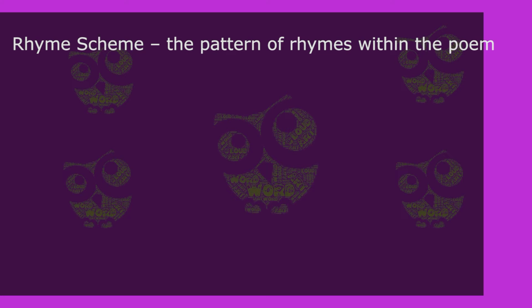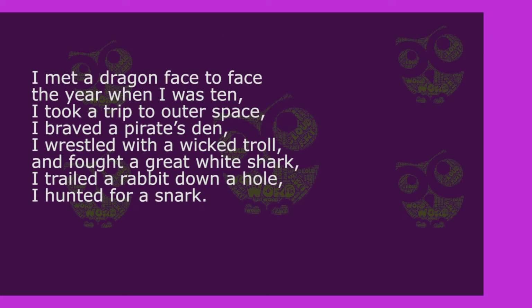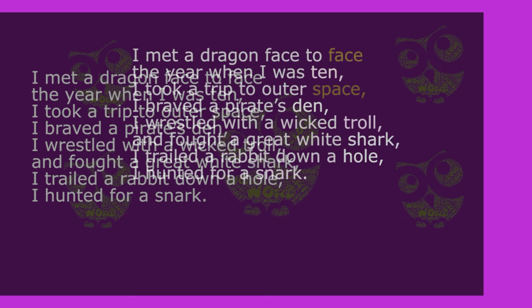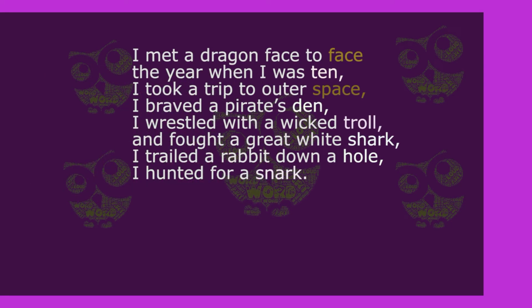When we look at this poem, we can actually find rhymes at the end of the lines. So let's look at some of these. Okay, face and 10, they do not rhyme, but face and space do. So I will highlight them in yellow. Then I'm going down to den. 10 and den rhyme, yes. So I will highlight them in green. Then troll and hole, I will highlight them in turquoise. Lastly, shark and snark also rhyme and I will highlight them in purple.